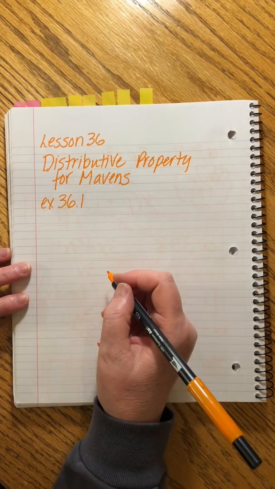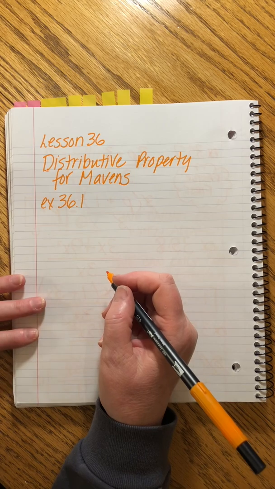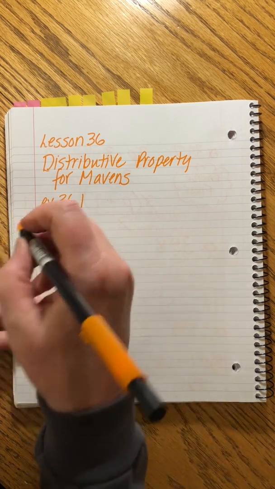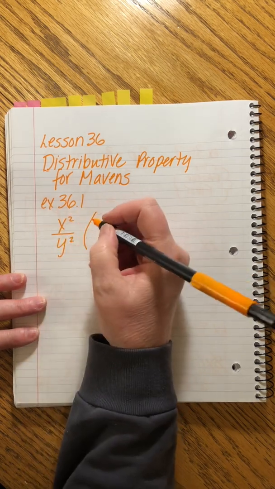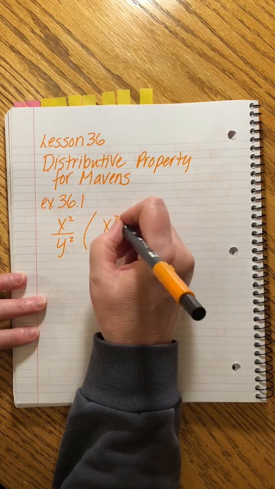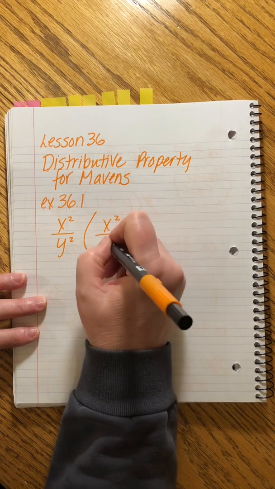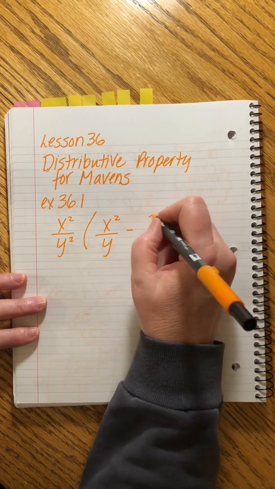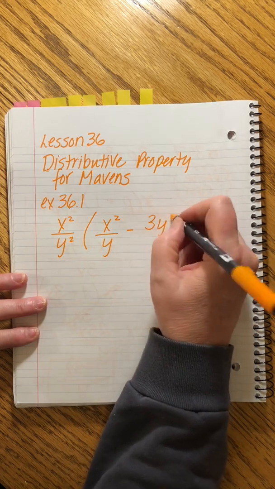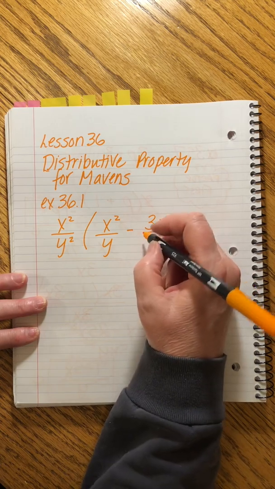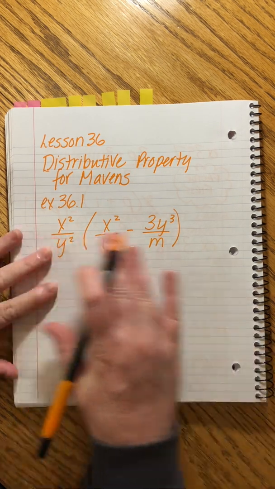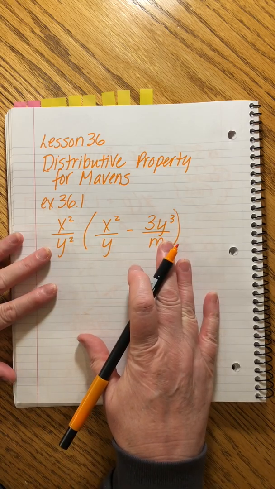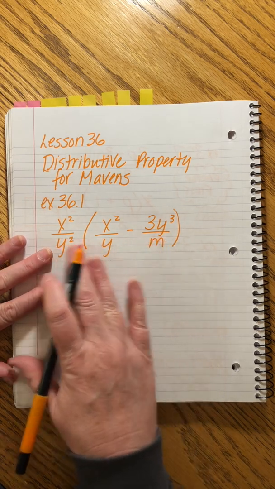Use the distributive property to expand. That's just a fancy way of saying multiply, all right? So we have a fraction on the outside. And then we have two fractions on the inside. All right. The way that we do this is exactly the same as distribution without fractions. I think that's what's new in this, is that we're distributing with fractions.